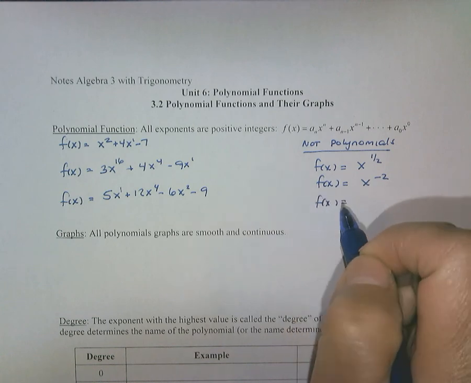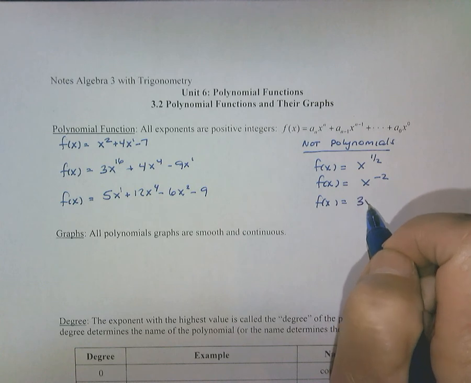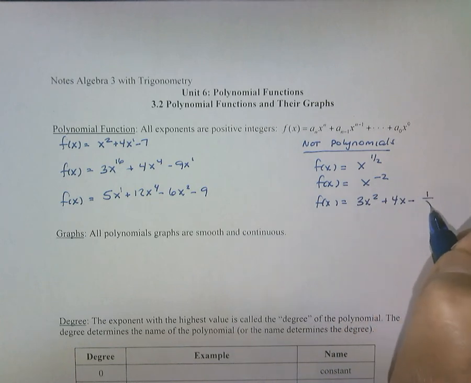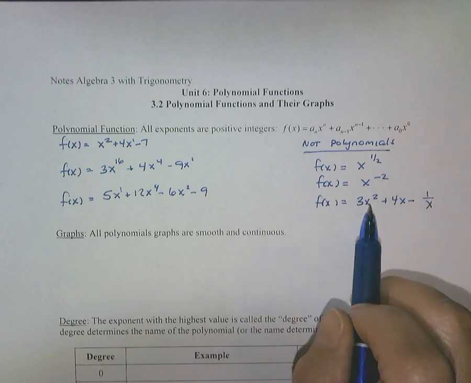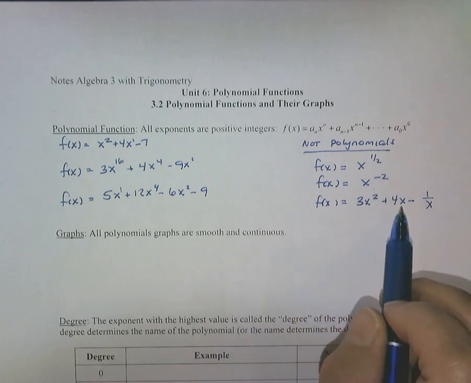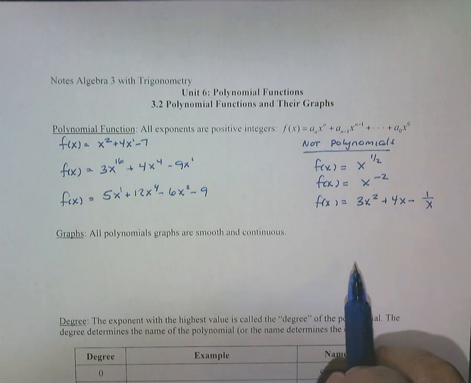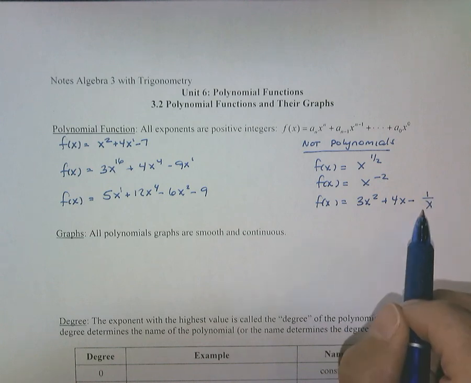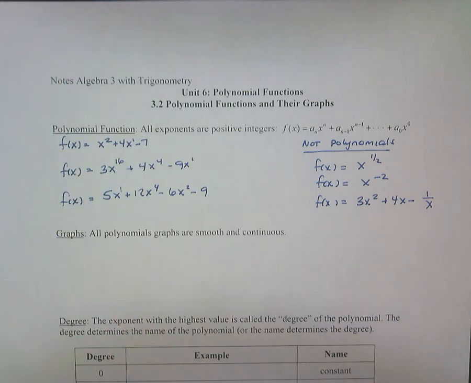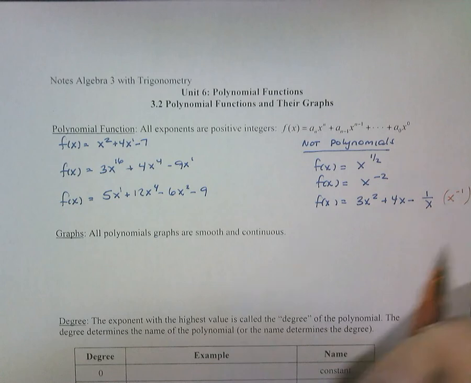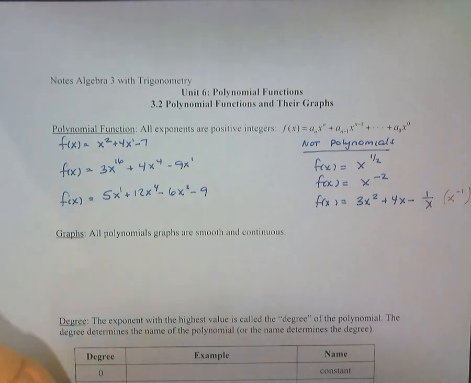And another example would be f of x equals 3x squared plus 4x minus 1 over x. Well, this is part of a polynomial. The 4x is part of the polynomial. But as soon as I wrote this negative 1 over x, that stopped it from being a polynomial. When I write 1 over x, it's the same thing as saying x to the negative 1st power. So that is not a polynomial.